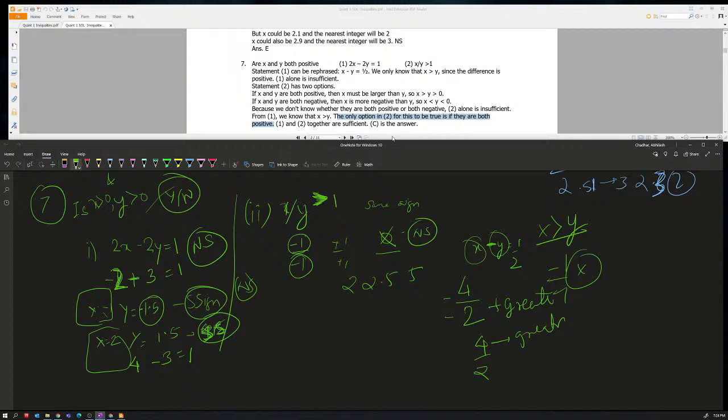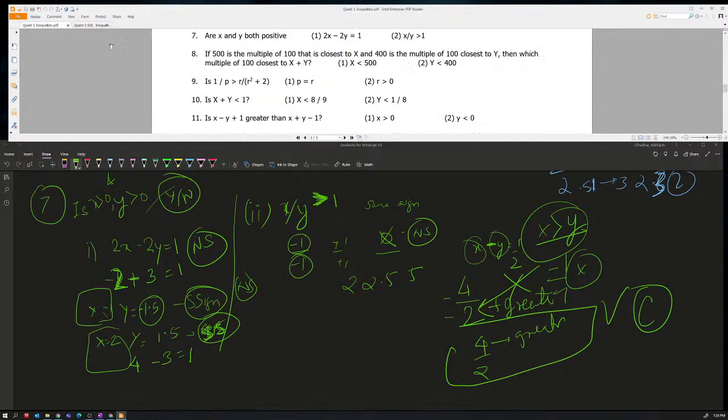So definitely that's the question. When we combine them, the negative option is wrong here, and the positive option is the only one that is correct. So we get C as the answer. Nice question, easy question, but yeah, I messed it up.